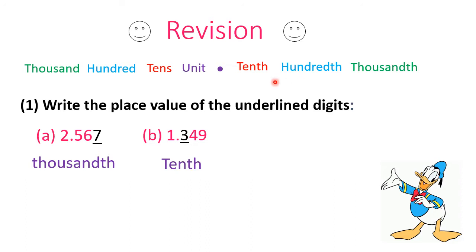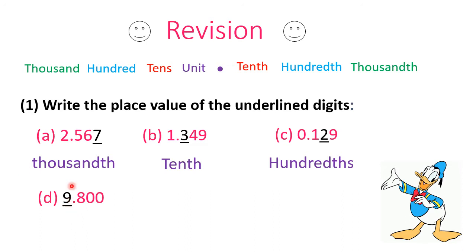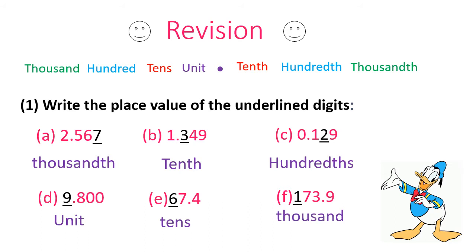Okay, so on the right, begin from what? Tenth. Number 1 is tenth, number 2 is hundredths. Okay. D. 9 on the left is unit. So on the left, begin from what? Unit. Okay. Number 6 is unit, 7 is tenths. Put tenths. F. Number 1 in thousand. Okay.